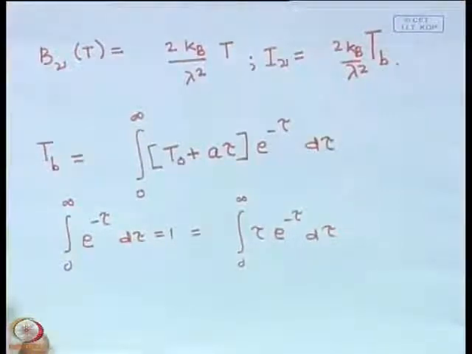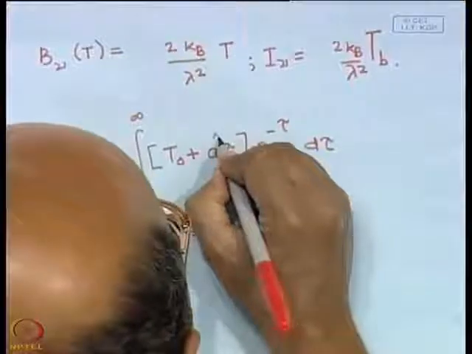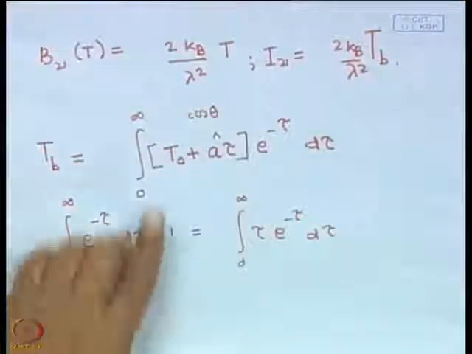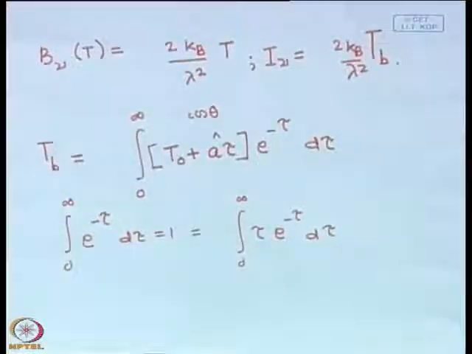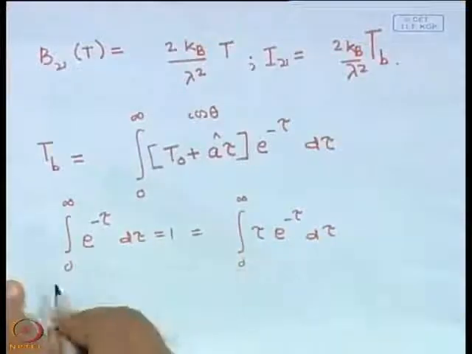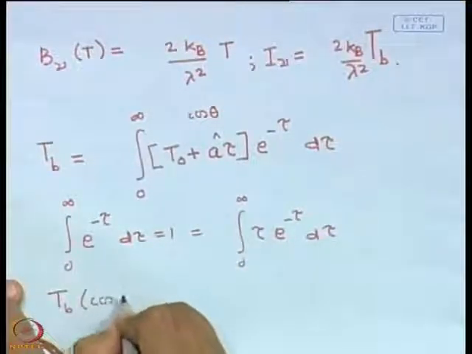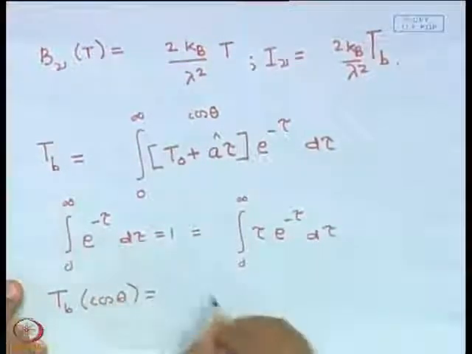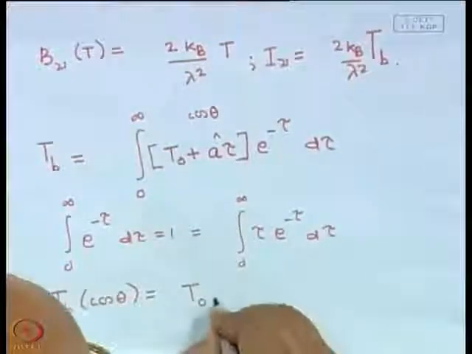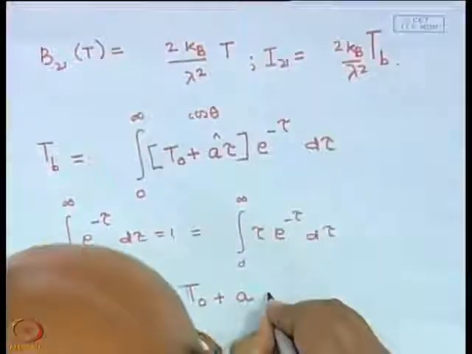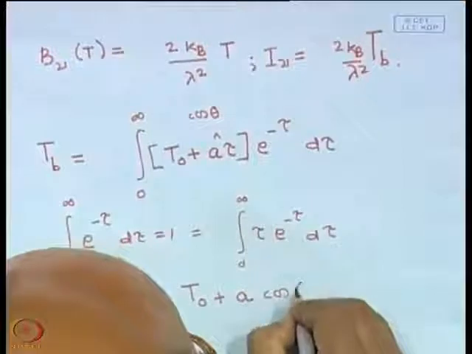So it tells us that there should be a factor of cos theta here. The relation between temperature and optical depth is different in different directions, cos theta. Okay, so what it tells us is that the brightness temperature T is a function of cos theta, and it is equal to T naught plus A into cos theta.